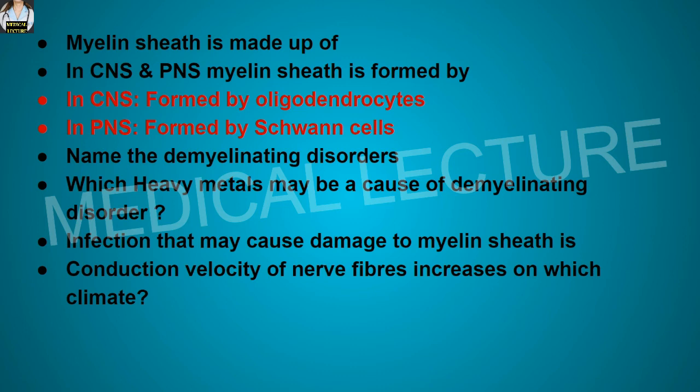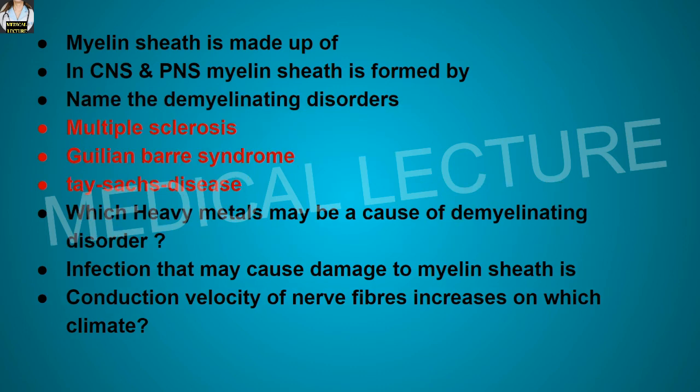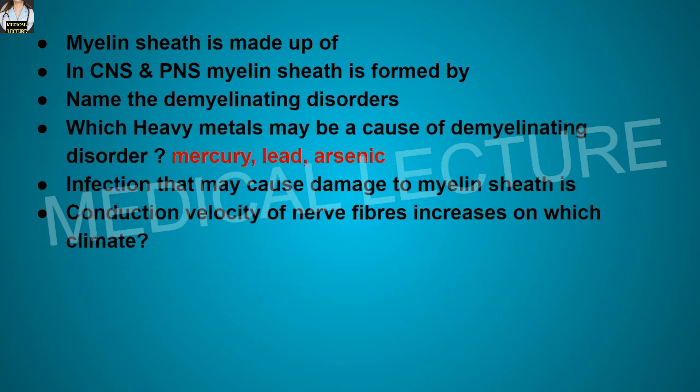Name the demyelinating disorders. Multiple sclerosis, Guillain-Barré syndrome and Tay-Sachs disease. Which heavy metals may be a cause of demyelinating disorders? Mercury, lead or arsenic. The infection that may cause damage to the myelin sheath is diphtheria. Conduction velocity of the nerve fiber increases in which climate? It increases in warm climate.